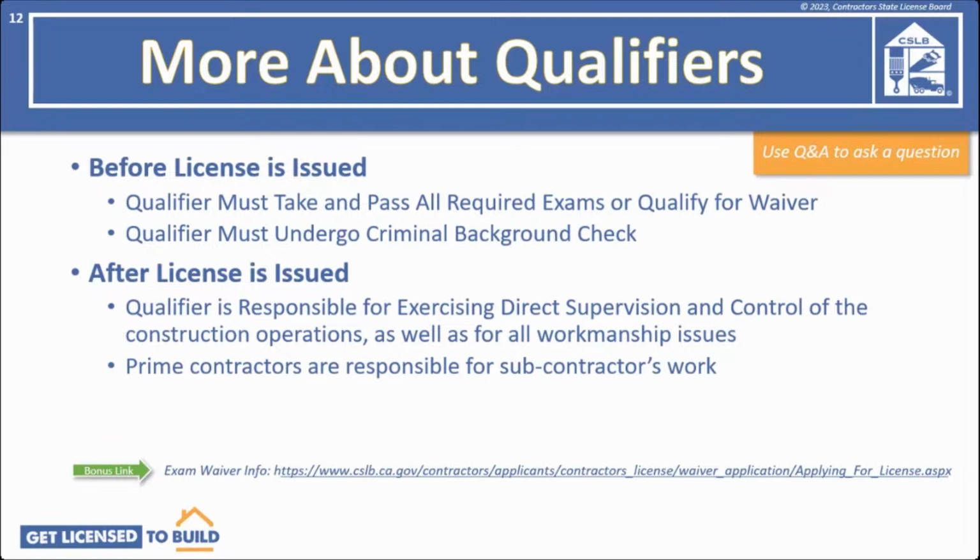After the license is issued, the qualifier must be in a position to exercise direct supervision and control of the company's operations. They are also responsible for all workmanship issues. It is also important to note here that if you are trying to get a B general building contractor license and you hire subcontractors to work under you, you're responsible as the project's prime contractor for the work that they do.